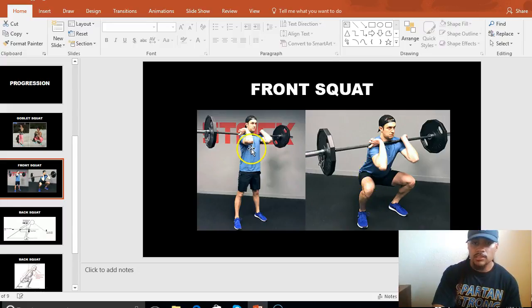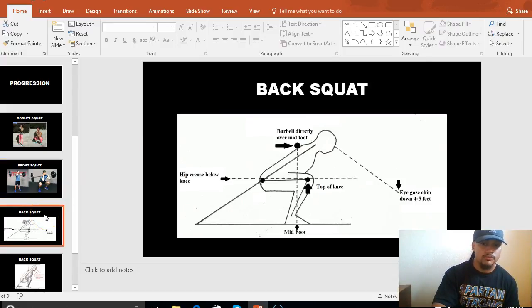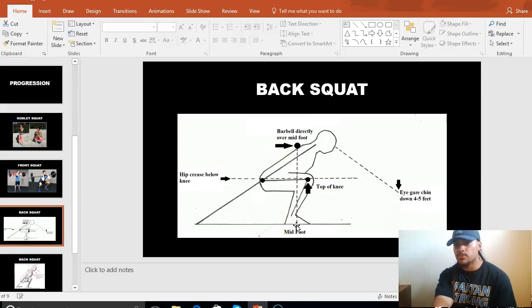In the front squat, you want the elbows up, triceps parallel with the floor. Eye gaze is pretty negligible as long as they have that neutral cervical spine. And then the back squat, again, eye gaze. The weight distribution should be midfoot, right? So we won't want them on their heels, and then we definitely don't want them on their toes.